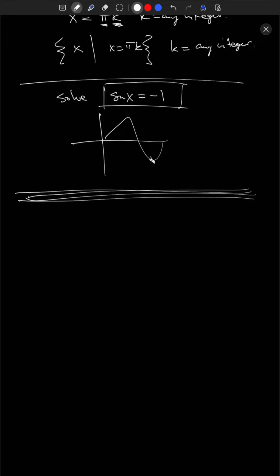So next, I'm going to do cosine. I'll just do a couple examples for cosine because the idea is exactly the same, but of course the humps are going to be different because it's going to be the humps of cosine instead of the humps of sine. So let's do cosine. So solve cosine x equals √3/2.